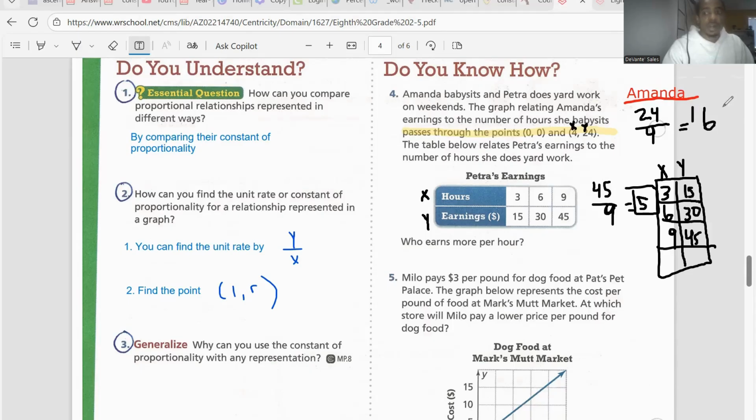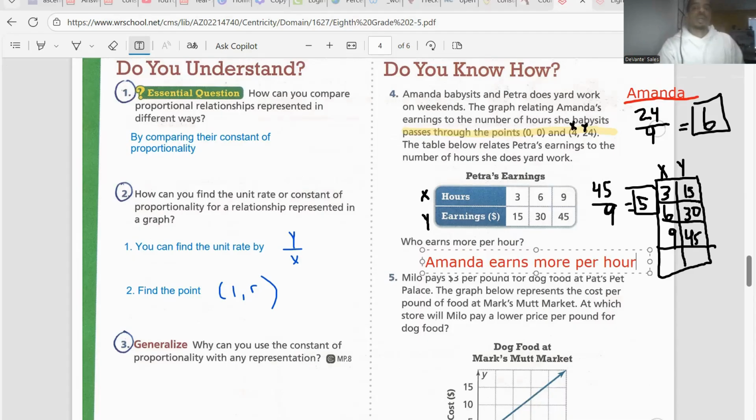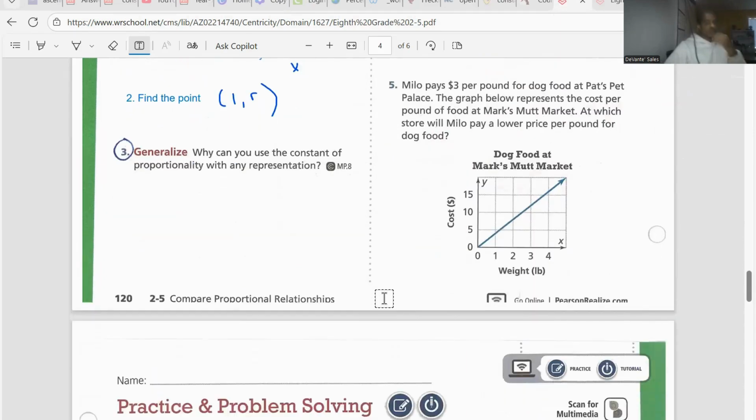Now, going back to what we're doing here, we're trying to compare them. It says who earns more? Amanda. So Amanda earns more per hour. Okay, let's try this one for number 5.